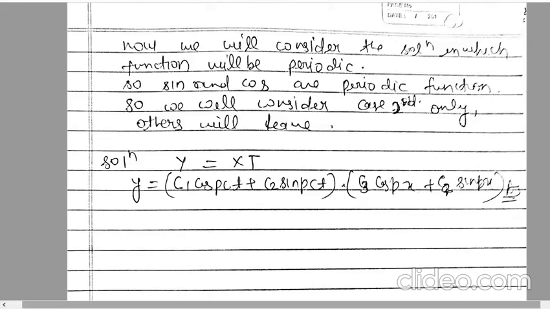Now, we will consider the solution in which the function will be periodic. So in all three equations, Laplace equation, wave equation, and heat equation, we will always choose a periodic function solution. It means whichever solution is periodic, that solution will be considered, and the others will be left. Sine and cos functions are periodic functions, so we always choose that solution. So your final solution is y = XT, that is (c1 cos pct + c2 sin pct)(c3 cos px + c4 sin px). That means we are choosing our case second here.